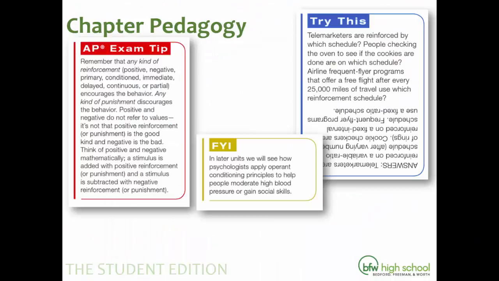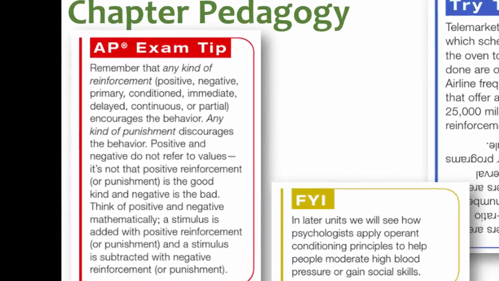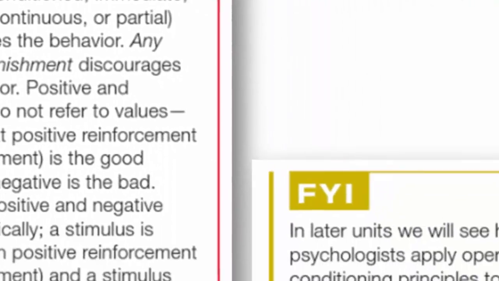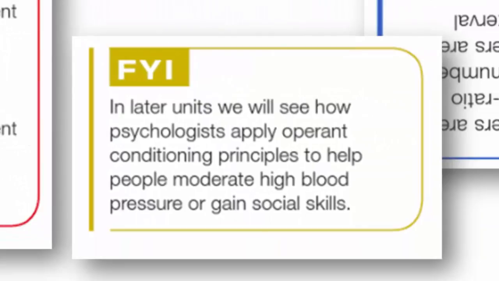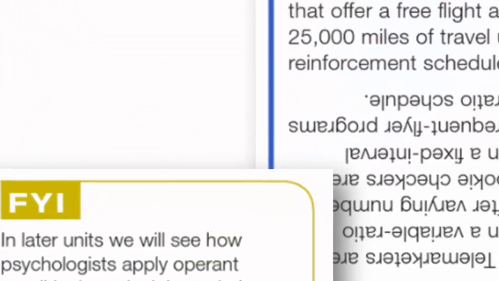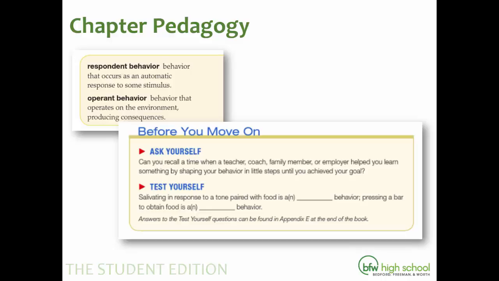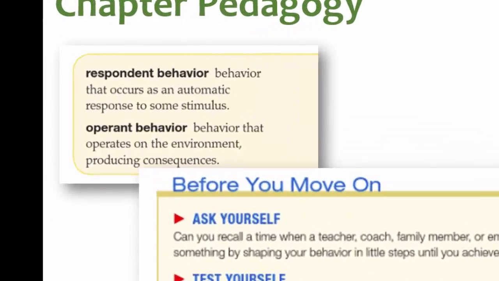Within the student edition, there's various pedagogy to help your students with the test. Veteran AP teacher Charlie Blair Broker has written AP exam tips which provide advice on what students need to pay close attention to and what common pitfalls to avoid. FYI boxes give fun facts to help connect the content with real-life examples and research studies. Finally, the Try This boxes are activities for students to do that allow them to connect with the psychology they are studying.